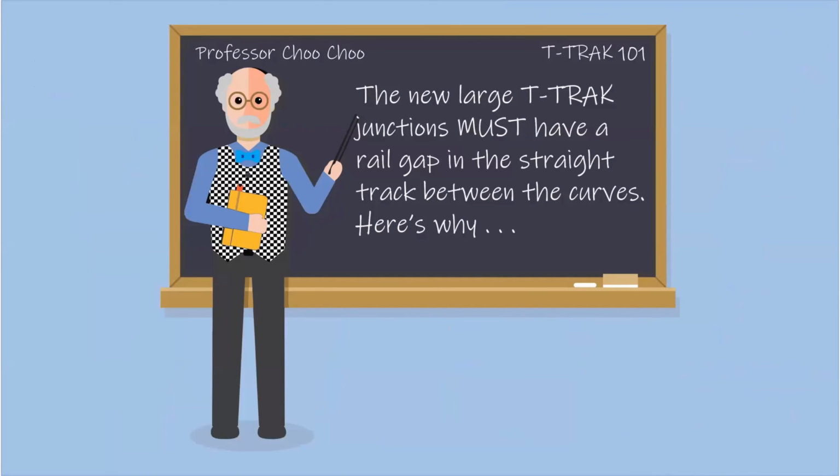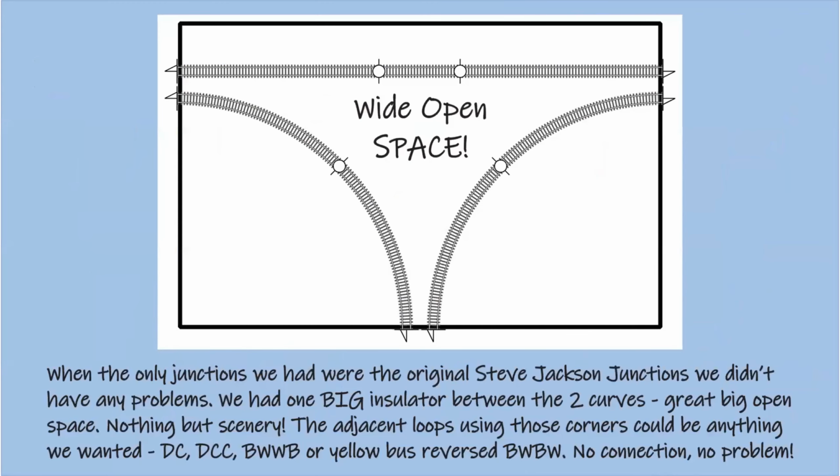The new large T-TRAK junctions must have a rail gap in the straight track between the curves. Here's why. When the only junctions we had were the original Steve Jackson junctions, we didn't have any problems. We had one big insulator between the two curves, great big open space. Nothing but scenery. The adjacent loops using those corners could be anything we wanted: DC, DCC, blue, white, blue, or yellow bus reversed, blue, white. No connection? No problem.